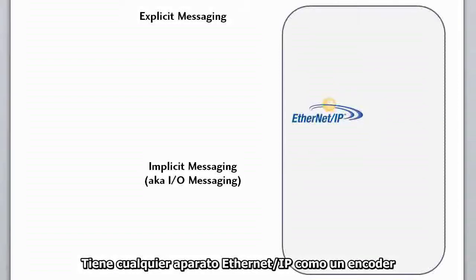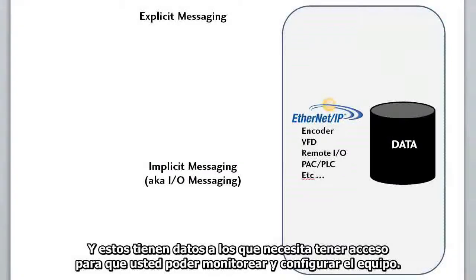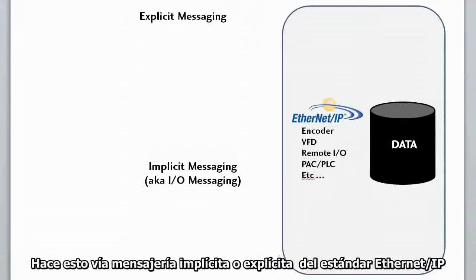The idea is simple. You have an Ethernet IP-enabled device like an encoder, a VFD, remote I/O, even another PAC or PLC, etc., and it has data that you need to access so you can configure and monitor the device. Ethernet IP in the Productivity series of controllers does this via explicit and/or implicit messaging of the Ethernet IP standard.